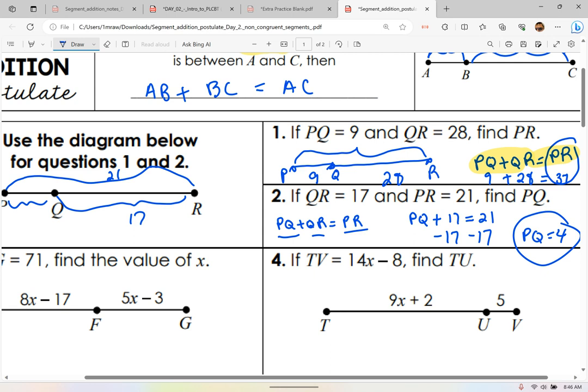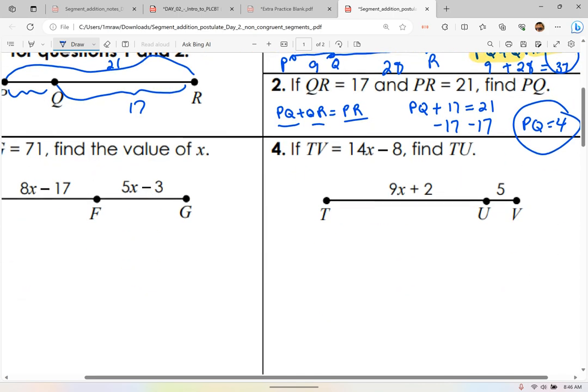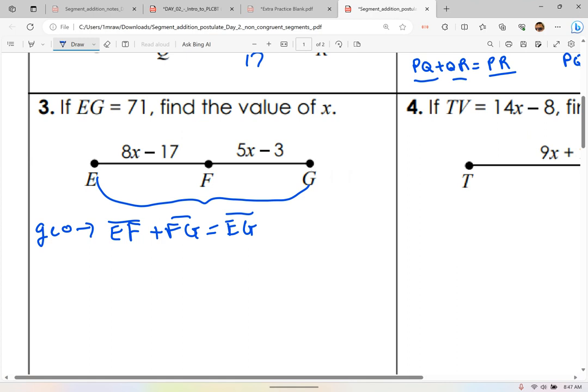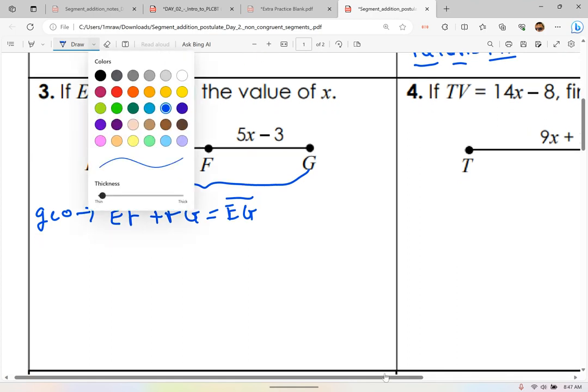Okay, so with that being said, let's take it up a notch. It says if EG is 71, so now we're talking about the whole thing, find the value of X. So we're going to start off pretty easy. Remember that your geometry part, because of the segment addition postulate, states that EF plus FG equals EG, the whole entire segment. Nothing's congruent. It doesn't say anything about a midpoint, so we're not going to say that they're equal to each other. Be very mindful of that.